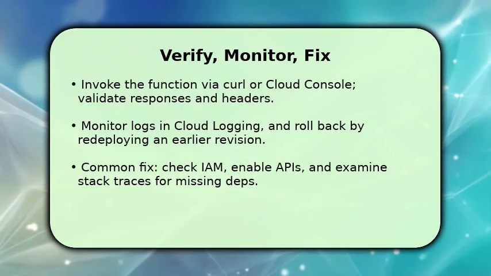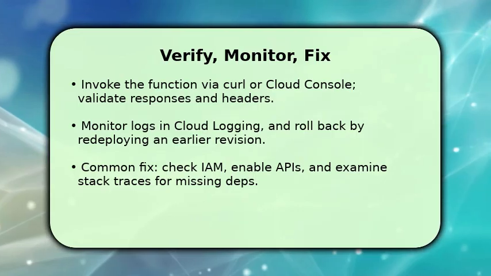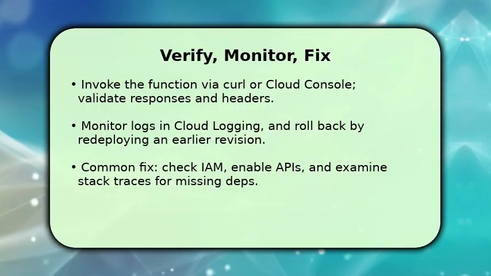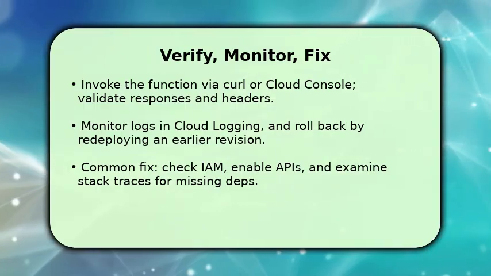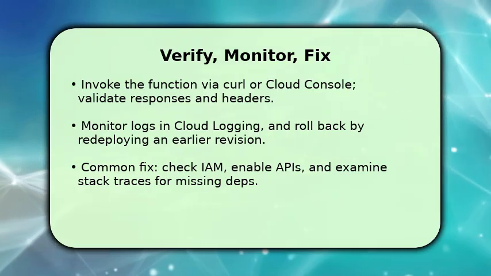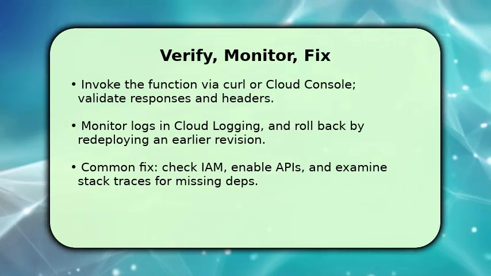Finish by verifying and monitoring so the function stays reliable in production. Invoke the deployed endpoint with curl or use the Cloud Console test panel, confirm status codes and payloads, and run end-to-end checks. Open Cloud Logging to inspect execution logs, cold starts, and memory spikes. Once done, adjust memory or concurrency and redeploy.